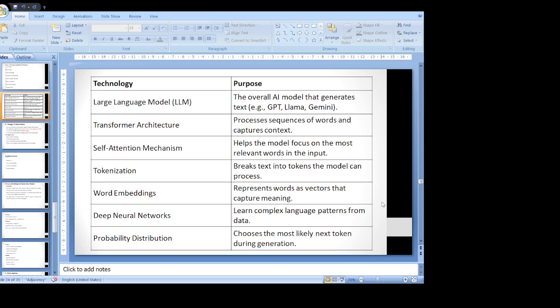Tokenization, as you know, breaks the text into tokens that the model can process. Word embeddings represent the words as vectors that capture meaning. Then deep neural networks learn complex language patterns from the data set. The final one is probability distribution, where the model chooses the most likely, high probability token during generation.